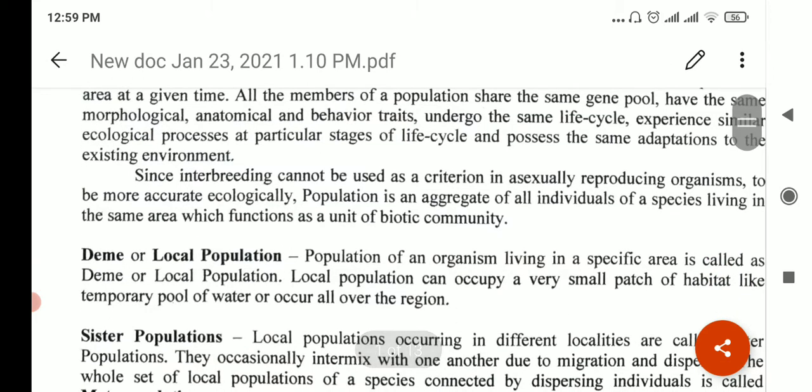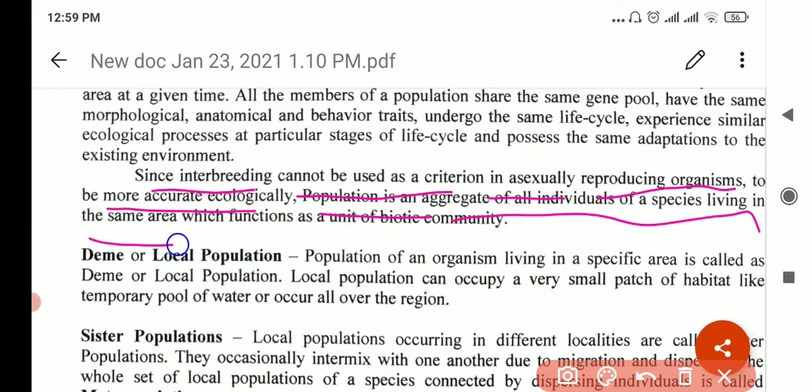The next line: since interbreeding cannot be used as a criterion in asexually reproducing organisms, to be more accurate ecologically, population is an aggregate of all individuals of a species living in the same area which function as a unit of biotic community. So here, we are simply saying that we are not taking it as a criterion for those who reproduce vegetatively, right?